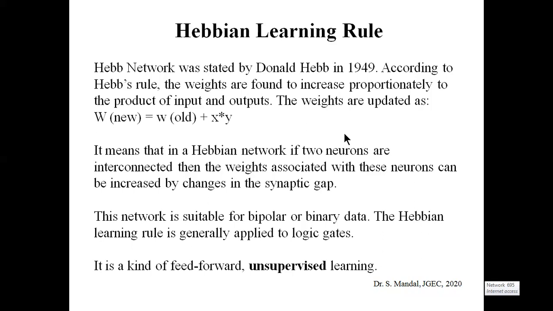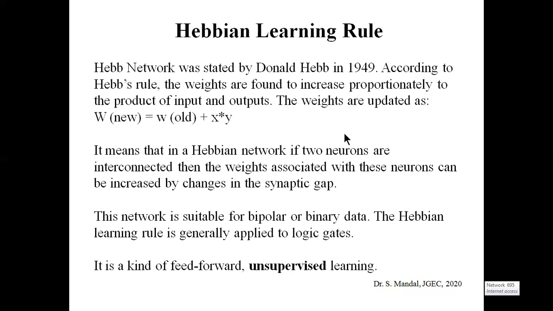The Hebbian network was first proposed by Donald Hebb in 1949, and as per Hebb's rule, the weights are found to increase proportionally to the product of input and output. During the learning process, we have a data set that consists of input and output patterns, or input and output behavior. According to Hebb's net, the weight should be modified, and the modified value is proportional to the product of input and output.